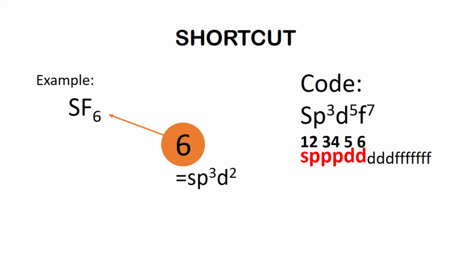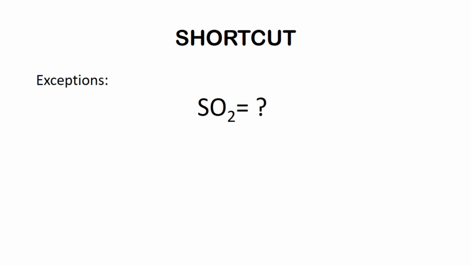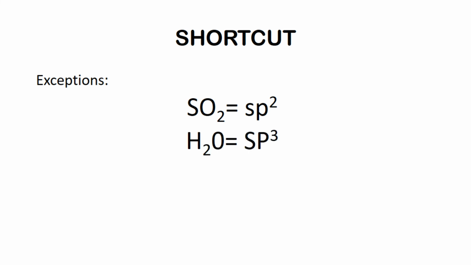Like I said, it works 80% of the time, but just like in real life, some don't follow rules. For example, SO2 should be sp, right? But it is sp2 for some weird reasons that I cannot start explaining. Water as well, H2O, is sp3. I would advise that you know those compounds that don't follow the rules.